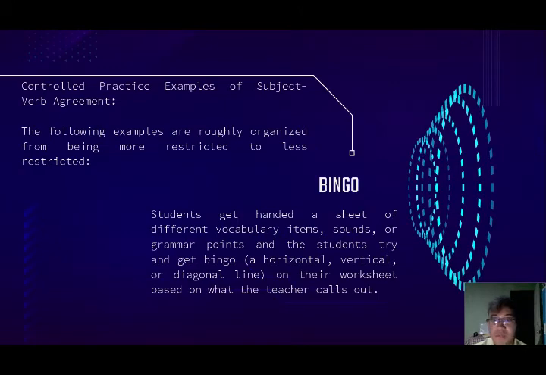The next one is bingo. Students get handed a sheet of different vocabulary items, sounds, or grammar points, and the students will try to get a bingo, horizontal, vertical, or diagonal, on their worksheet based on what the teacher calls out. Most of us are already familiar with the bingo card. However, for this approach it would be a different one. You should improvise. The teacher should be creative on this one.